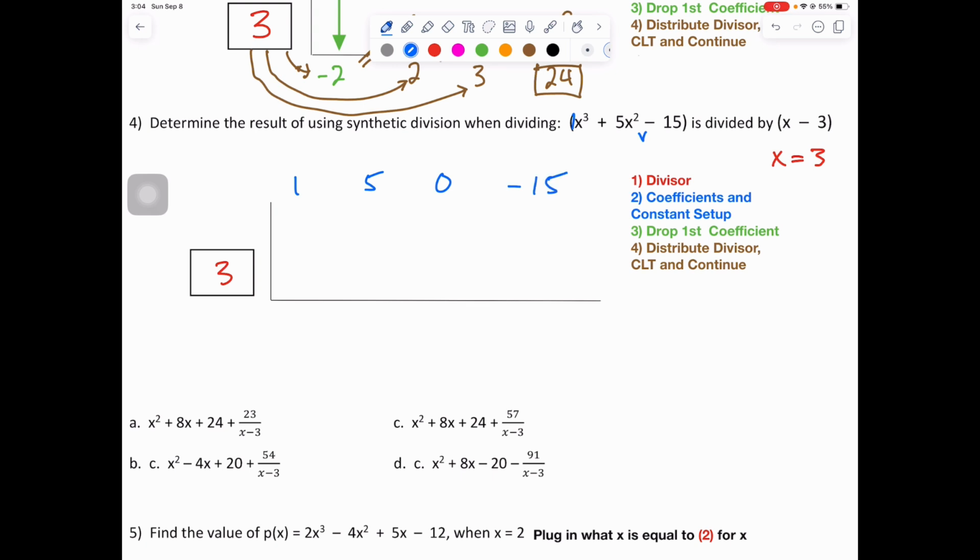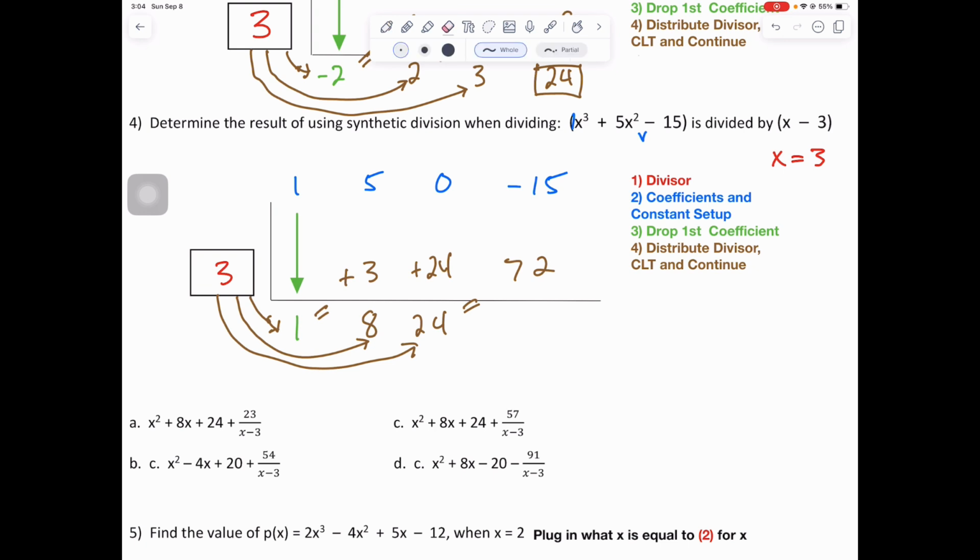From here, we will do the exact same thing. We will drop our first coefficient, which is the 1, and then we will simply distribute our divisor, which is 3. 3 times 1 equals 3, or a positive 3, plus 3. 5 plus 3 is, yes, 8, and then we'll continue throughout. 3 times 8 is, wonderful, 24. So you can write it as plus 24. Bring down your 24. 3 times 24 equals 72. Negative 15 plus 72 leaves us 57.